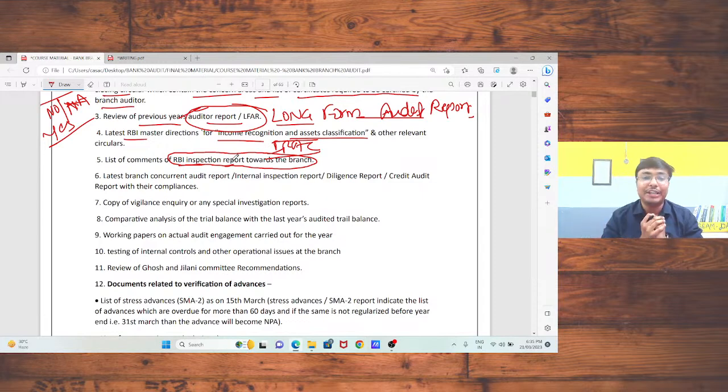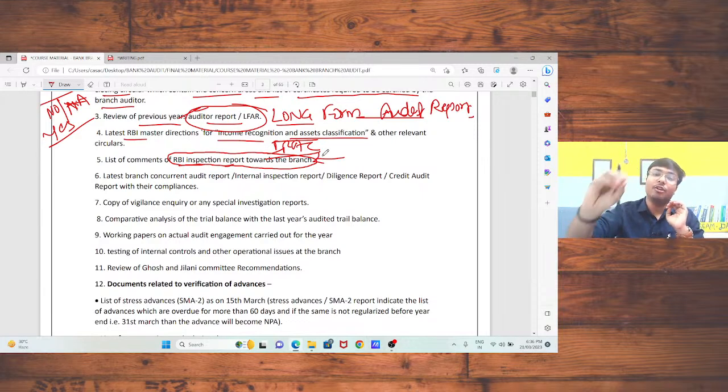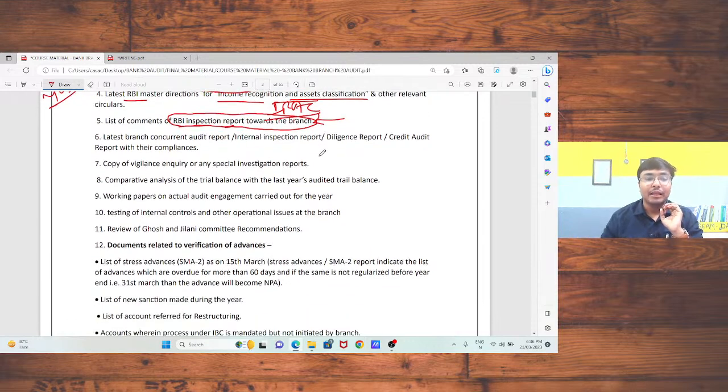So before starting the audit, or during the audit, you should take the inspection report from that branch auditor. Ask, sir, please give us the inspection report, and take into consideration the comments given in that inspection report, because that also plays a very important role in our judgment, in our qualification or in our MOC. Latest branch concurrent audit report.